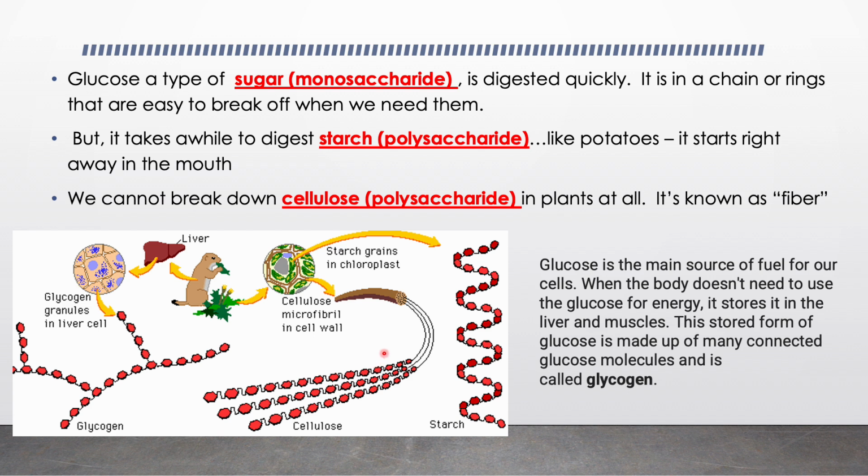And then glucose is our main source of fuel for our cells. When you're eating carbohydrates, they eventually get broken down into the simplest form, and typically that is glucose. When the body doesn't need all of the glucose for energy, it's going to store this extra glucose in the liver and muscle cells. The stored form of glucose, made up of connected glucose molecules, is called glycogen. So this is representing different glucose molecules all put together, but when it's stored as a polysaccharide, you're going to call this glycogen.